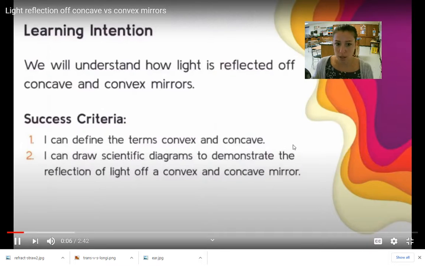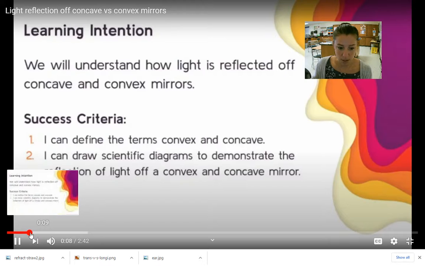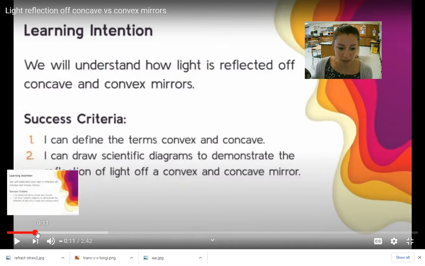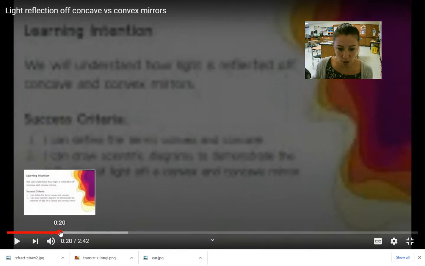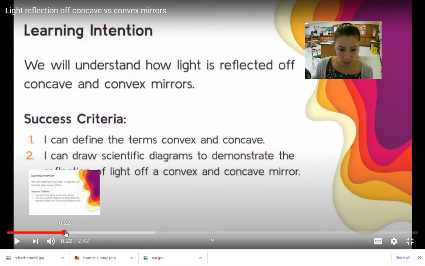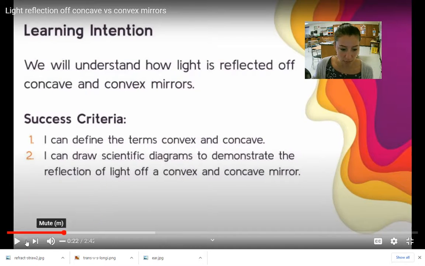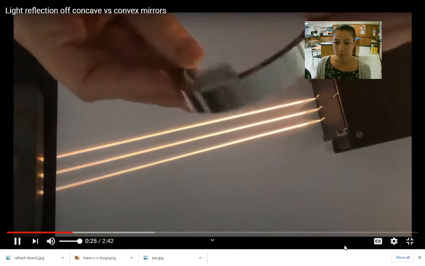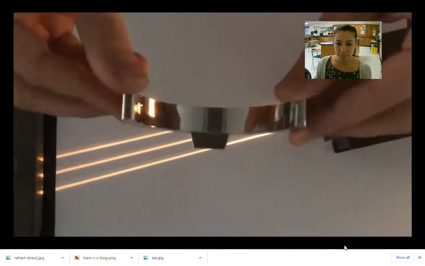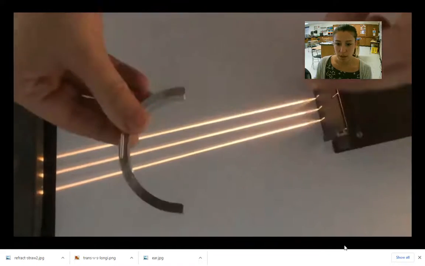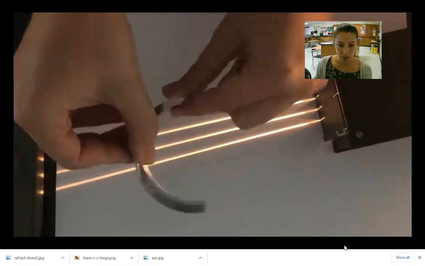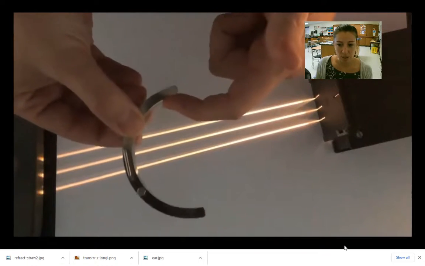The one intention for this lesson is that you will understand how light is reflected off concave and convex mirrors. I'm kind of speeding through this because I want her to show you light rays shining and what it does on the mirror. So that's what I'm really showing you here. Here I've got a round mirror. Both sides of this have been mirrored, and if the light is going to hit the inside here, we say that it is the concave surface.